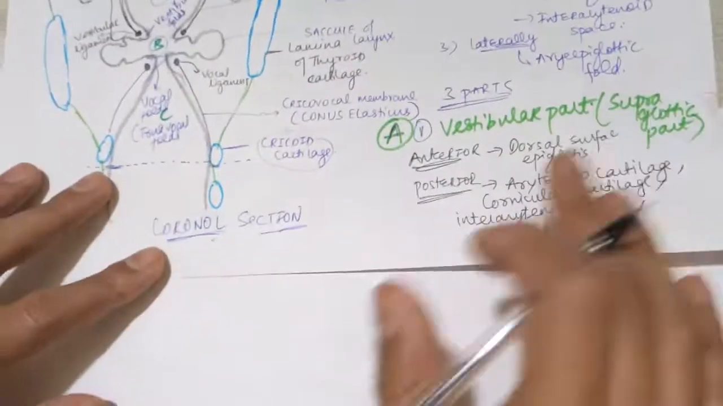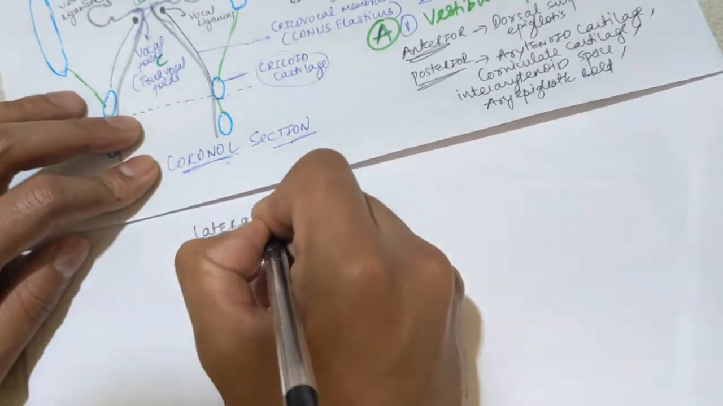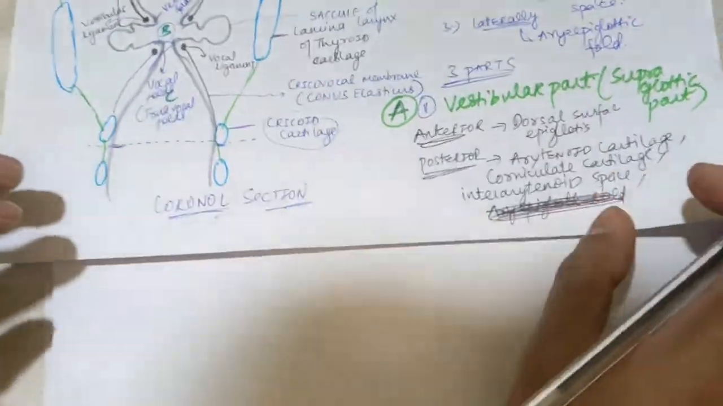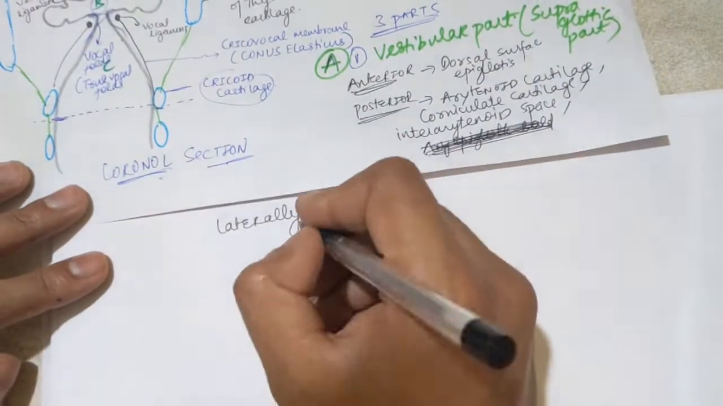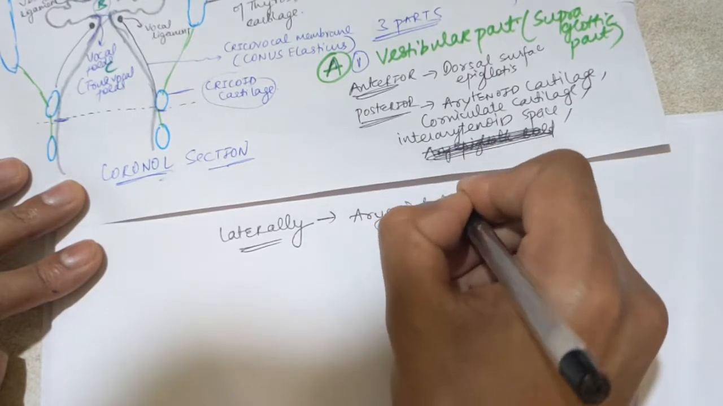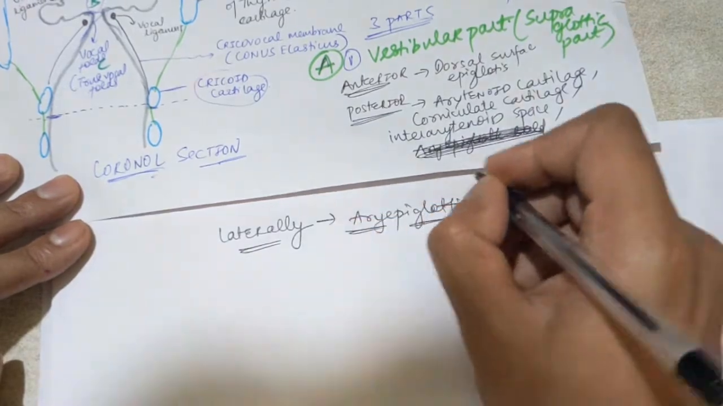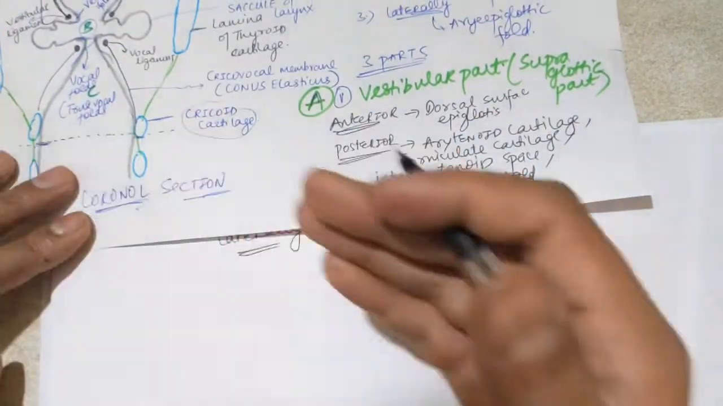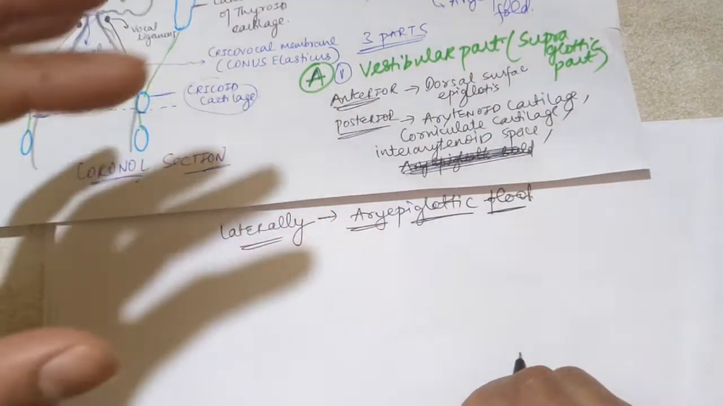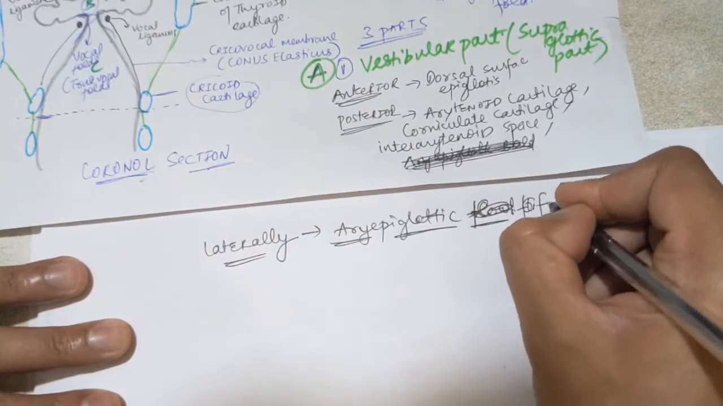Now come to the lateral side. So laterally, what will be present? No, not the aryepiglottic fold. Aryepiglottic fold is present laterally, on each side. By mistake I wrote it on the posterior side. This aryepiglottic fold is present between the arytenoid cartilage and your epiglottis, which is also cartilage. Between them there is a mucous membrane fold, called the aryepiglottic fold, which is present laterally on each side.